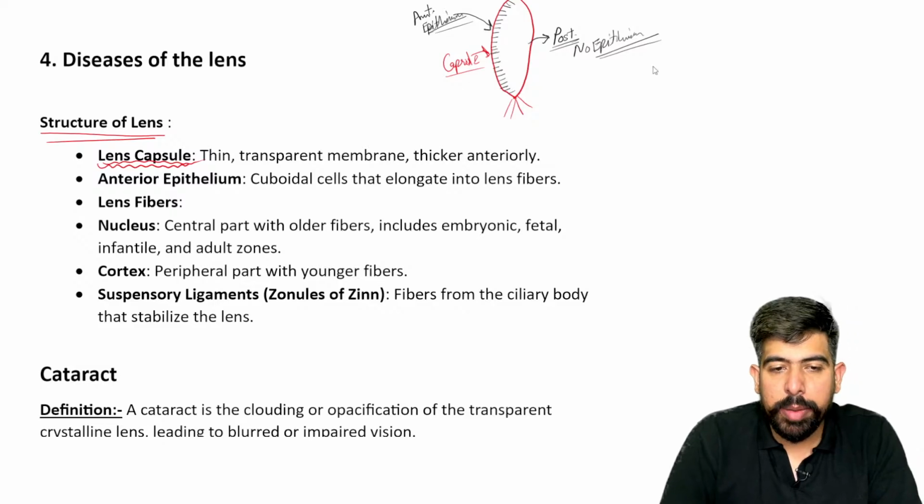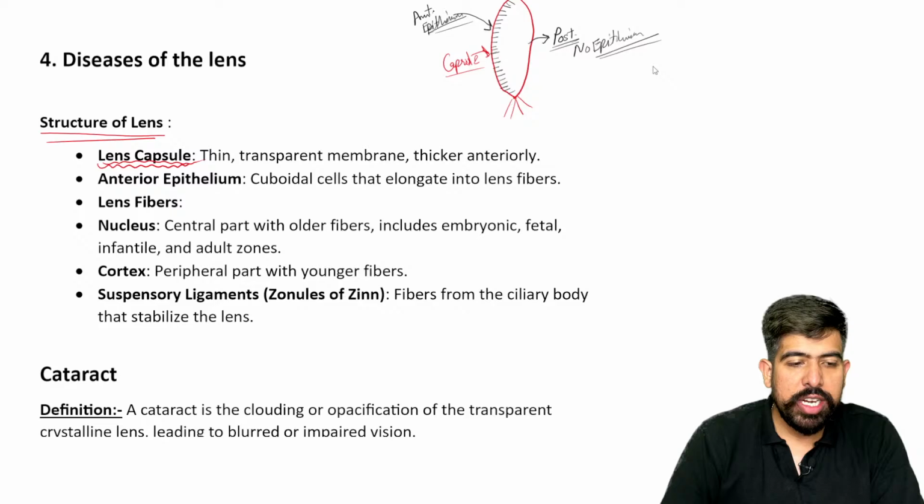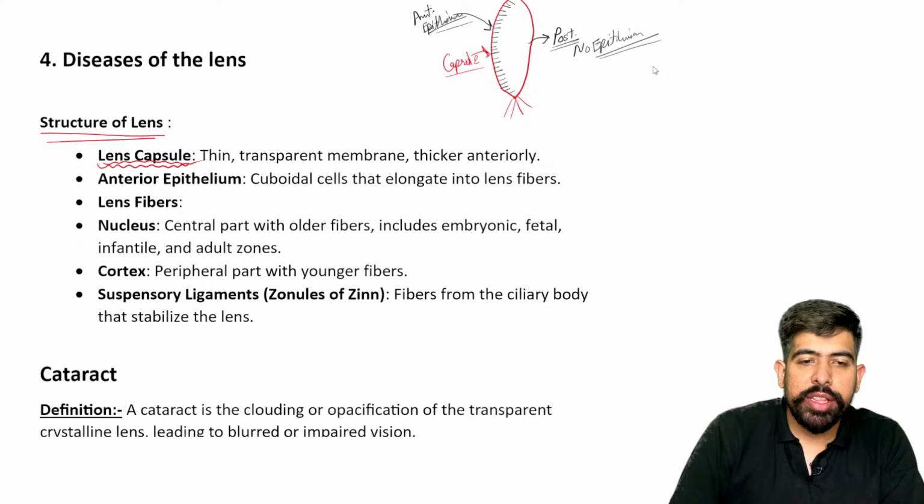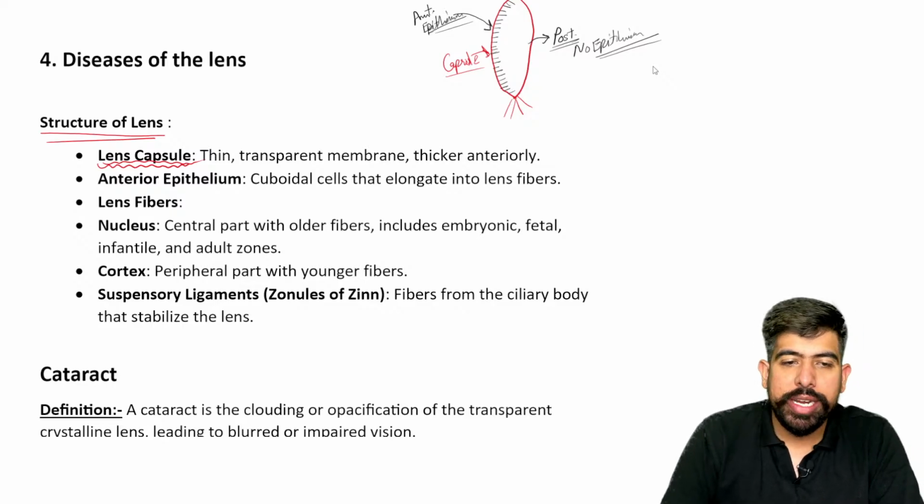Please remember this: posteriorly we don't have epithelium. Only on the anterior side do we have the epithelium in the lens. Now that we have completed this, we are moving forward and going inside.